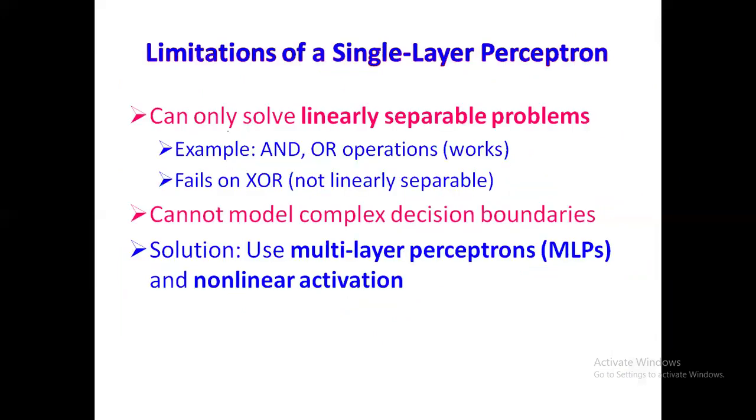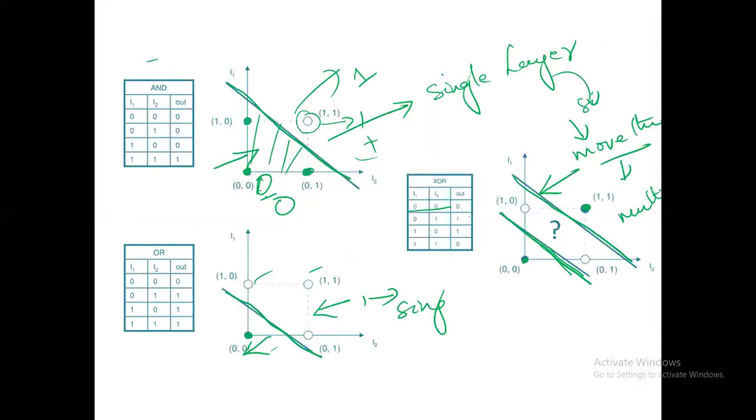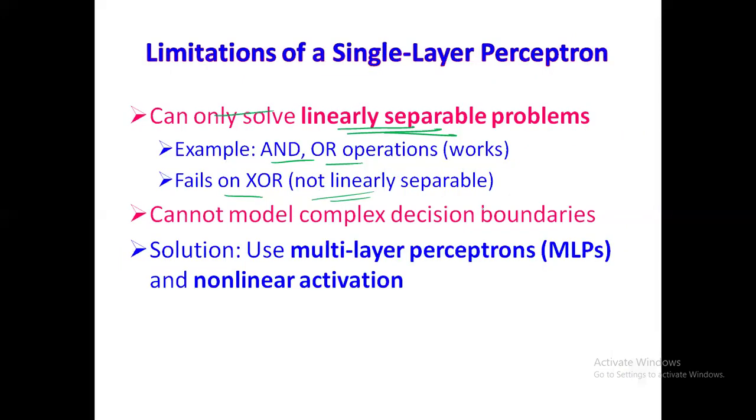So this is the main drawback or limitation of the single layer perceptron. It can only solve linearly separable problems. For example, AND and OR operations will work, but it fails for the XOR gate, which is non-linearly separable, because non-linear means we need more than two planes to separate the positive classes from the negative class. It cannot model complex decision boundaries.